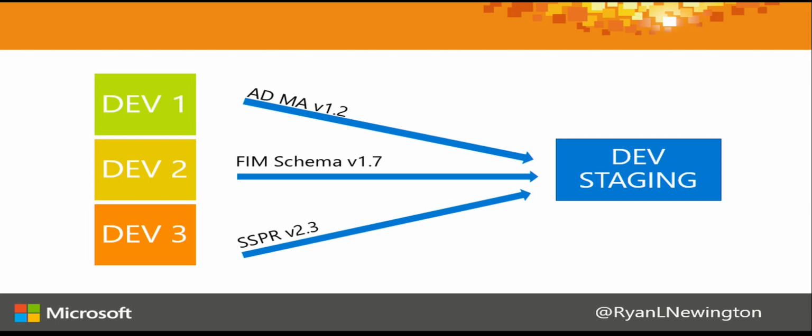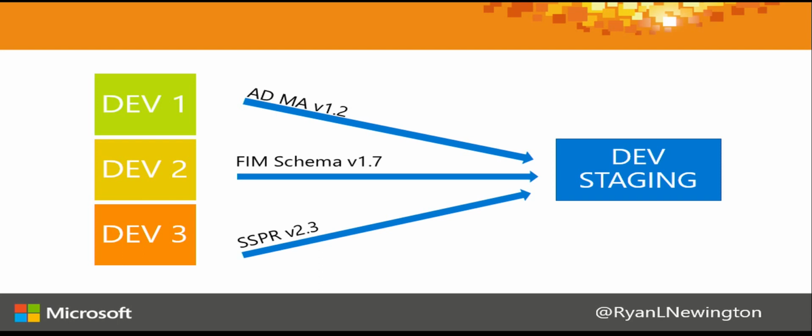So how does this work? I might be working in an environment called Dev 1, and I'm doing some changes on the ADMA. John's working in Dev 2, and he's doing some updates to the FIM service schema. And Renee's on Dev 3, fixing some bugs in SSPR. So we all do our work in those environments.